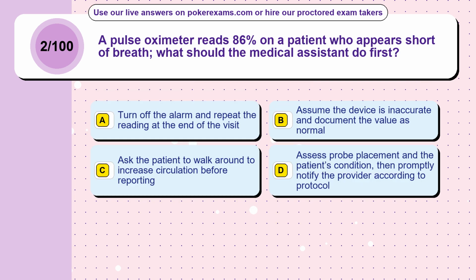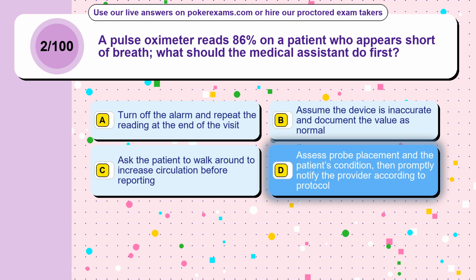Question 2. A pulse oximeter reads 86% on a patient who appears short of breath. What should the medical assistant do first? Option A. Turn off the alarm and repeat the reading at the end of the visit. Option B. Assume the device is inaccurate and document the value as normal. Option C. Ask the patient to walk around to increase circulation before reporting. Option D. Assess probe placement and the patient's condition, then promptly notify the provider according to protocol.